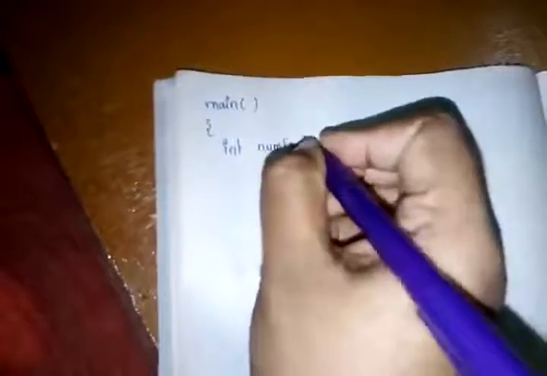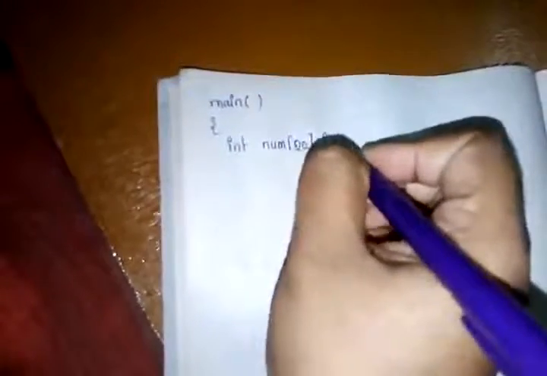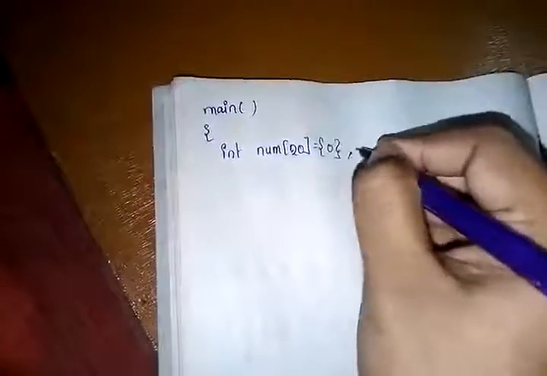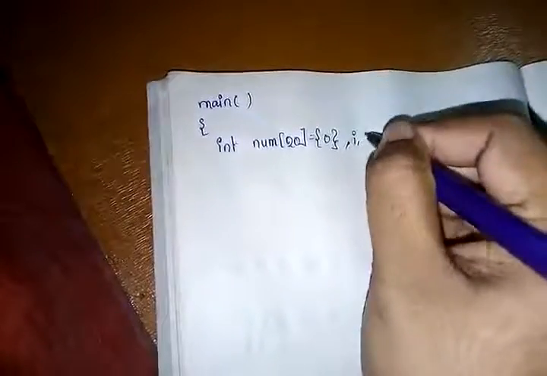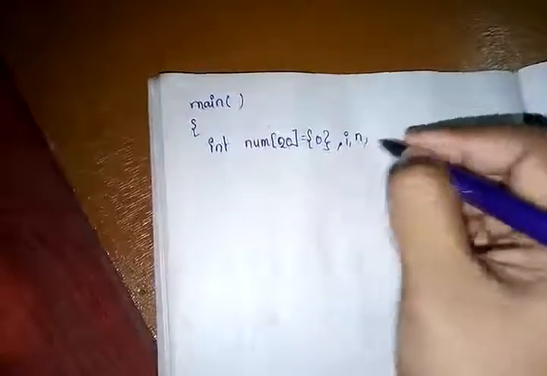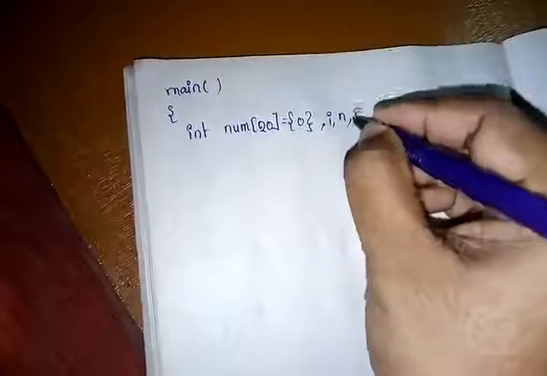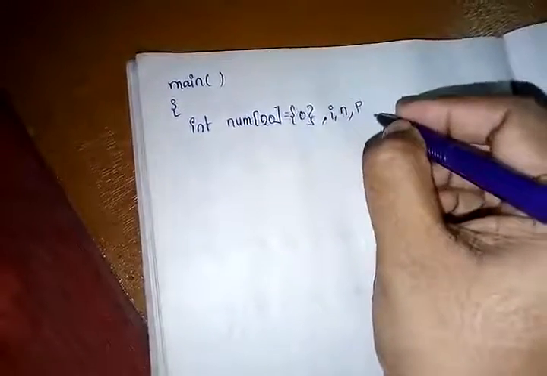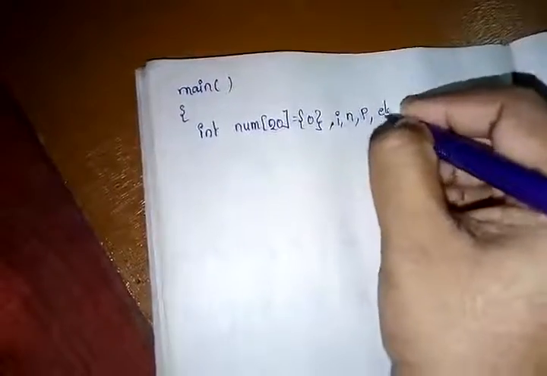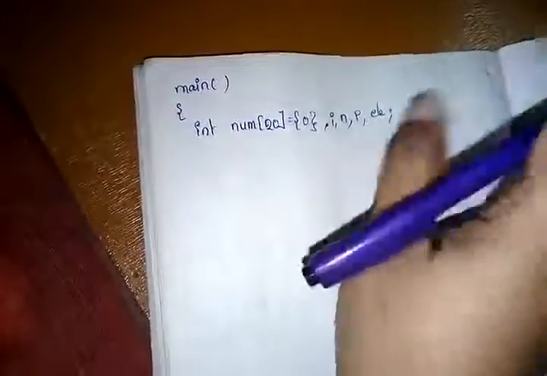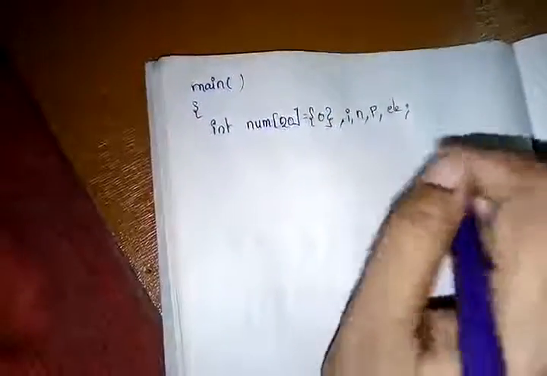So let us start with the main function. I am taking an array of 20 elements and I am going to initialize it with 0. Then some variables: i, a loop variable to access the elements; n for the total number of elements to be entered into the array; p, the position where the element is to be inserted; and then the actual value of the element which has to be inserted into the array. So I have taken all these variables.